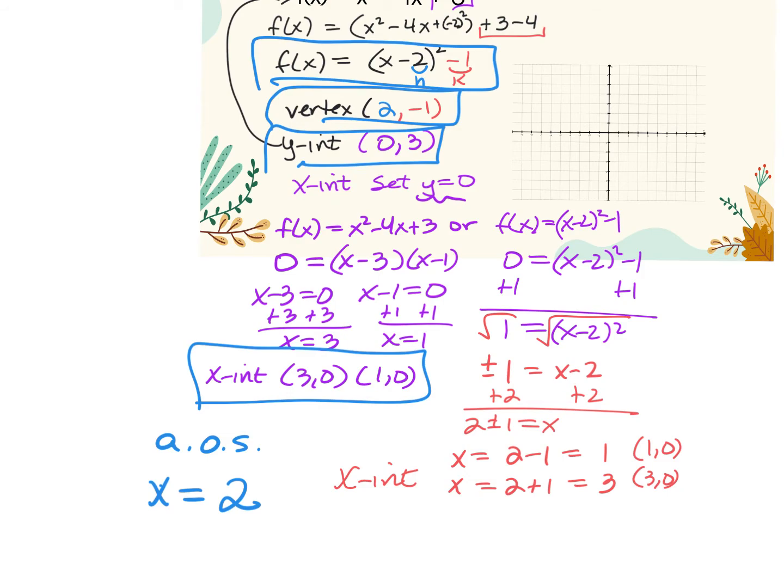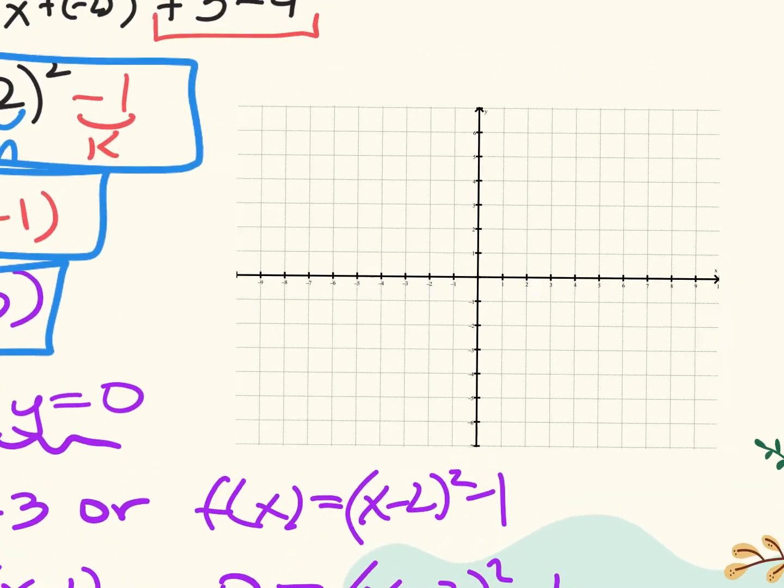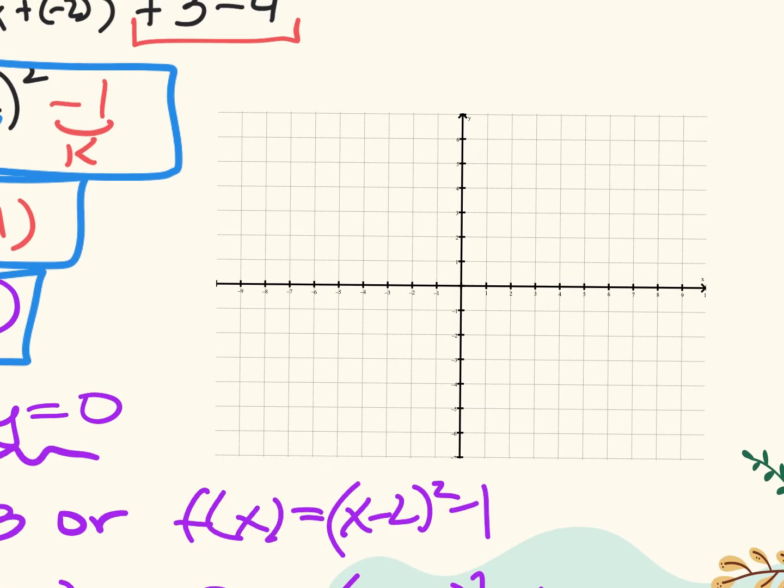So now let me go ahead and graph these pieces on my coordinate plane here. I'm going to graph my vertex first. It's the ordered pair 2, -1.